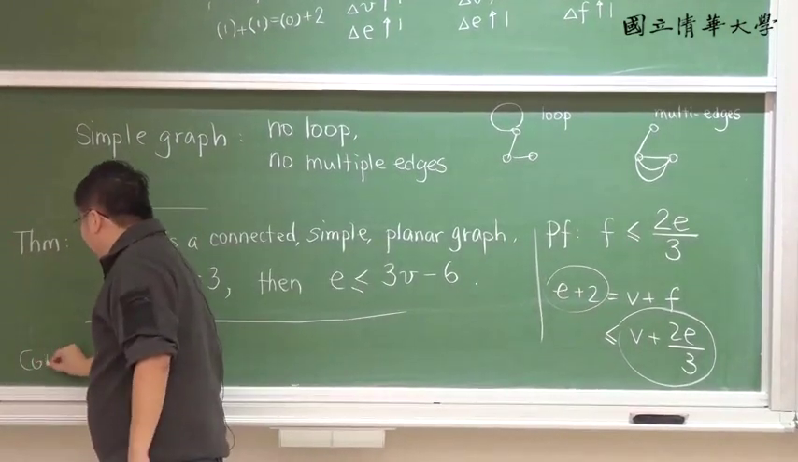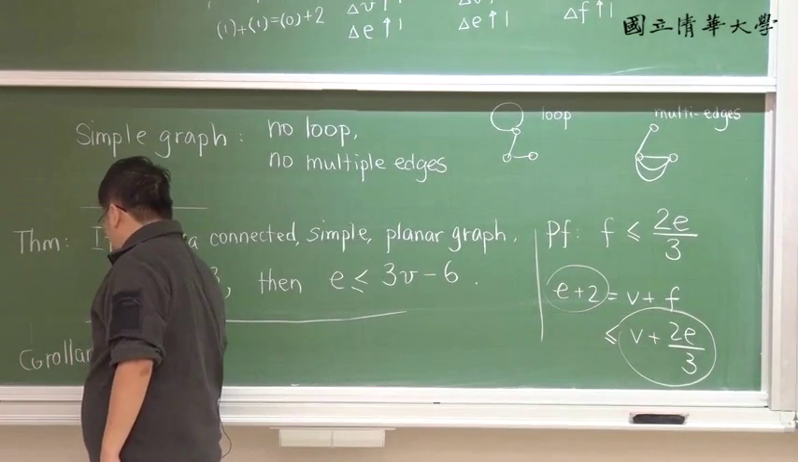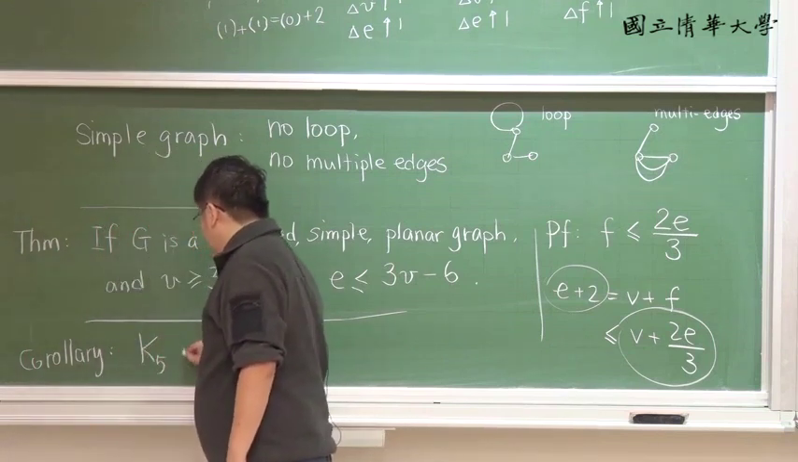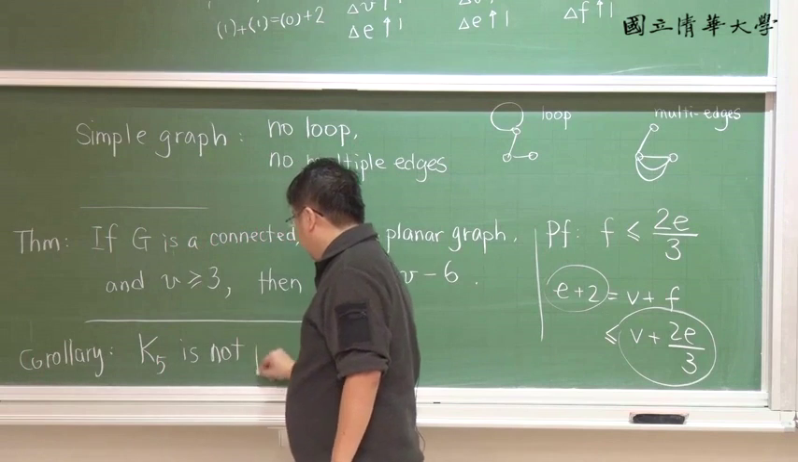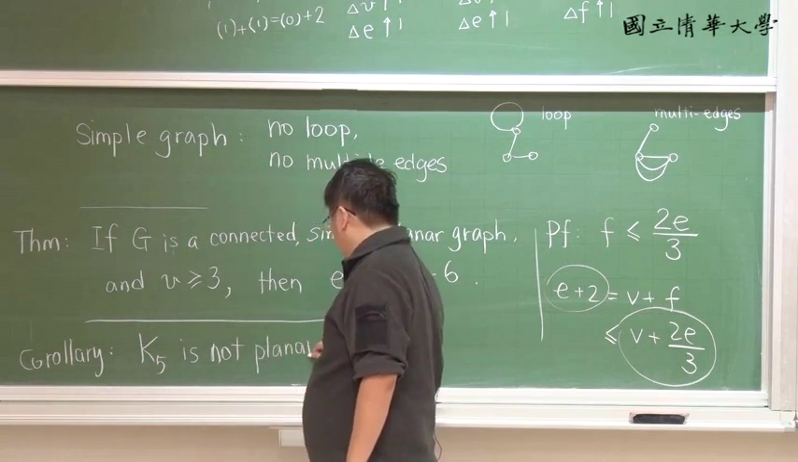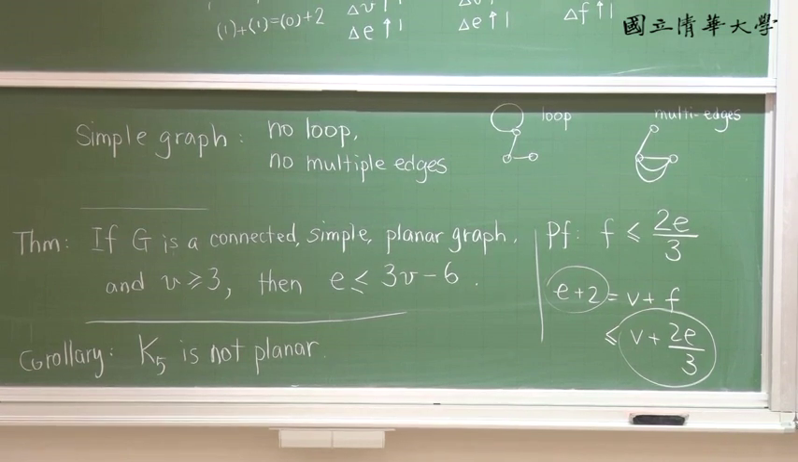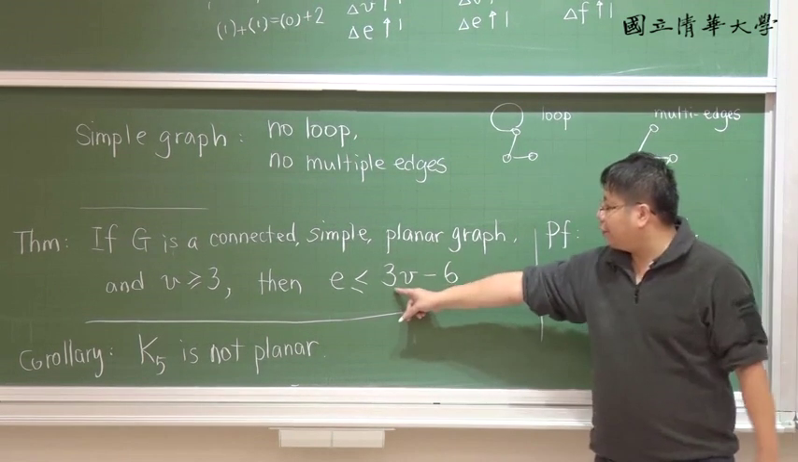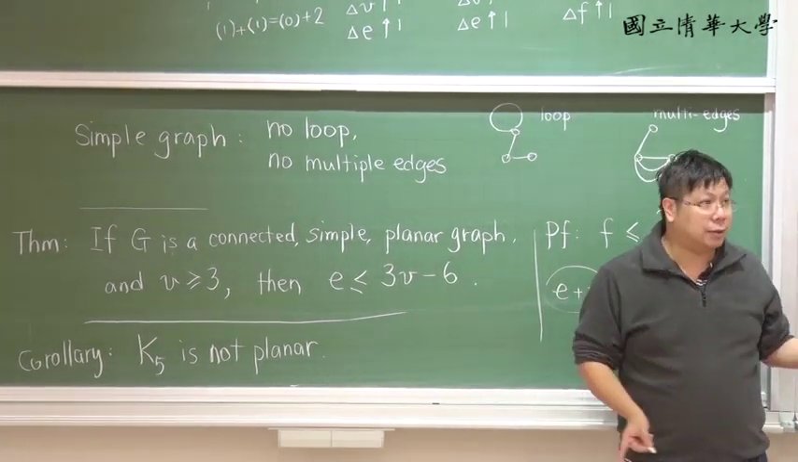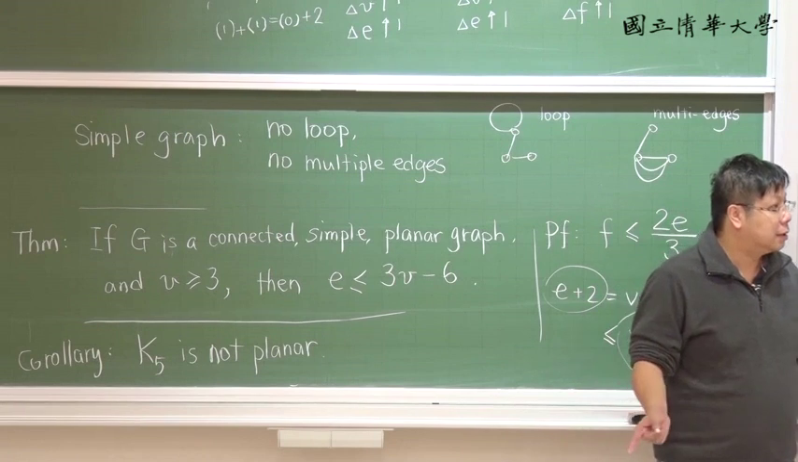Now, this will immediately show that, so we have a corollary of this theorem: K5 is not planar. Why? Let's count the vertices and edges of K5. K5 has 5 vertices, and it has 5 choose 2, which is equal to 10 edges. So is 10 less than or equal to 3v minus 6? V is 5 here, so 15 minus 6 is equal to 9. 10 is not less than or equal to 9. So K5 is not planar.